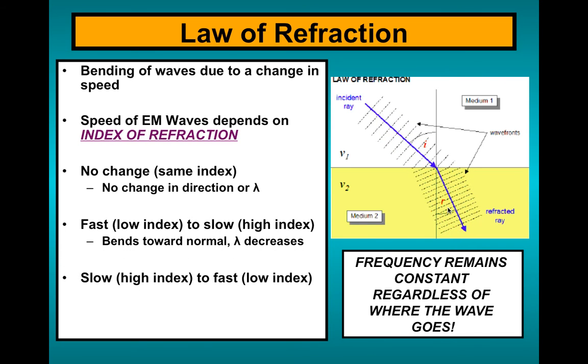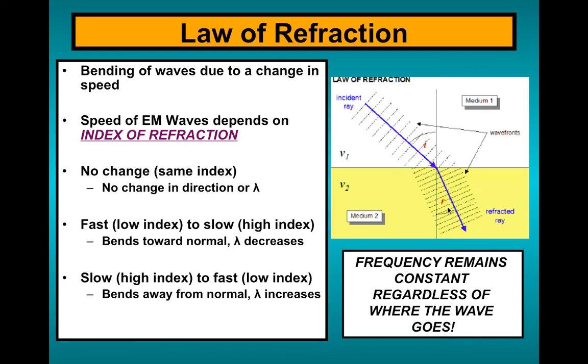If you're going from a high index to a low index, in this case, you're going to be able to speed up. So for instance, if you're going from water into air, you have much more room to travel, much more room. Your molecules are much more spread out in air. So you're able to spread out, go even faster, spread out farther. So you bend away from your normal. And in this case, your wavelength increases. Make sure you jot this down. These rules are definitely important.